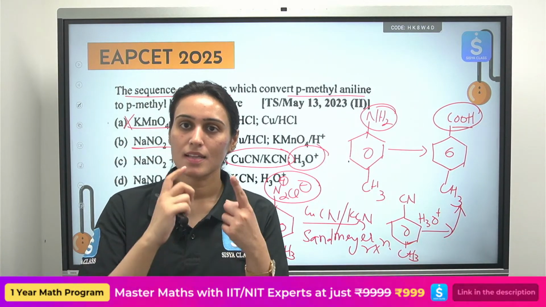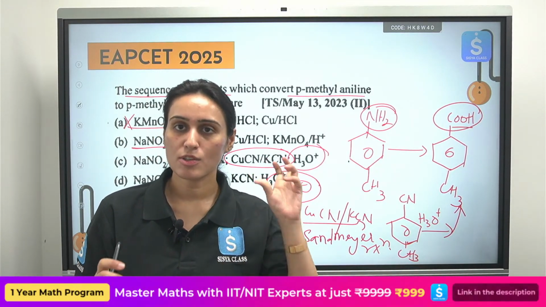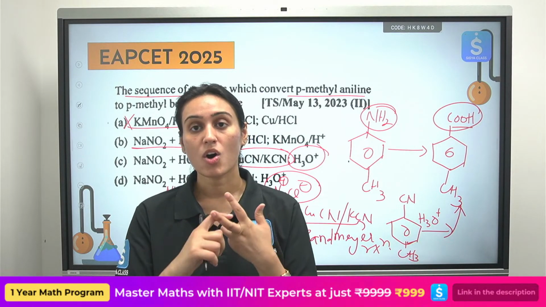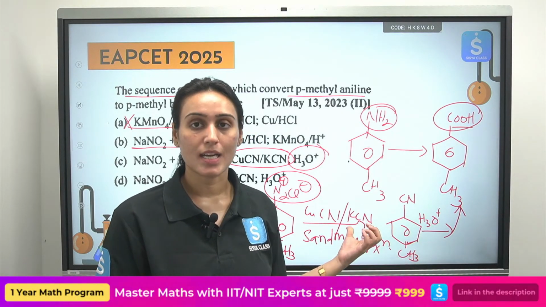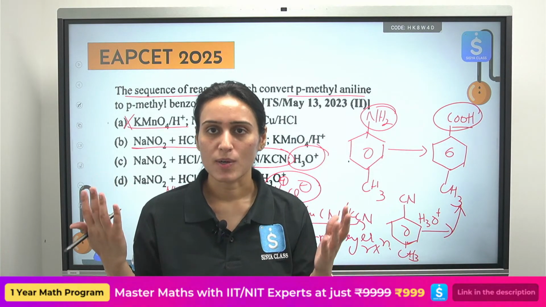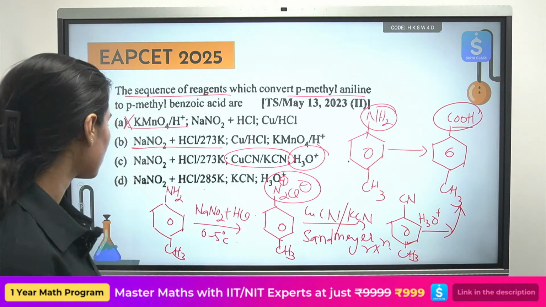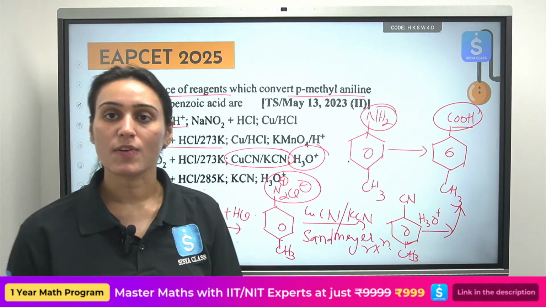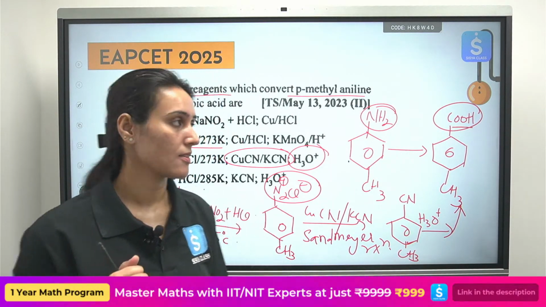You can do the substitution of a chloro group or bromo group on your aromatic ring with the help of the Sandmeyer reaction, and your cyano group also, a nitrile group, however you want to call it. So your correct answer is option C. That is how you can prepare it. Let's see the next question.